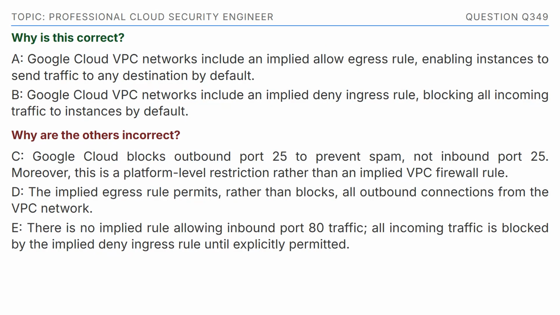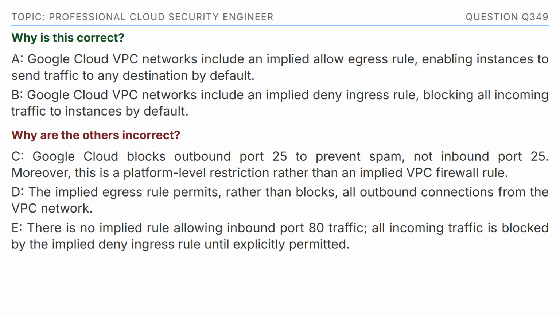A. Google Cloud VPC networks include an implied allow egress rule, enabling instances to send traffic to any destination by default. B. Google Cloud VPC networks include an implied deny ingress rule, blocking all incoming traffic to instances by default.